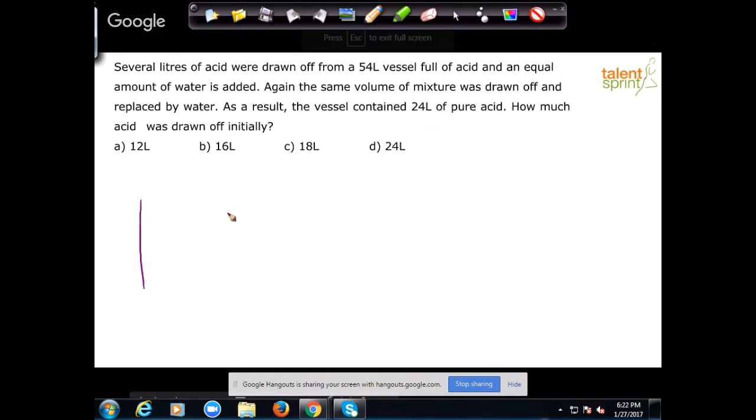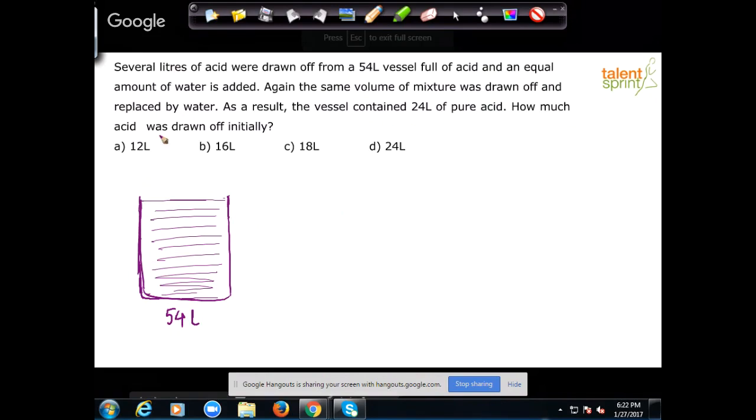So if you see, let's say this is the vessel, and the quantity of this vessel is 54 liters, right? This vessel can accommodate 54 liters of some solution, be it pure acid or pure water or acid and water. All right. Now, initially this vessel was full of acid. It was completely filled with acid. What did we do? We have removed some quantity of acid. It was drawn off, right? So some quantity of acid has been removed.